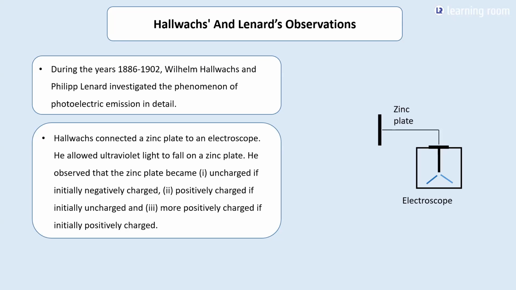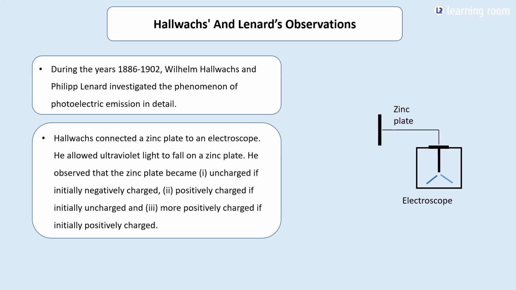They took a zinc plate. Hallwachs connected a zinc plate to an electroscope. An electroscope is basically a device used to check the presence of charge. He observed that when the zinc plate was illuminated with ultraviolet radiation, there were three important observations. First, if the zinc plate was initially negatively charged, it became uncharged, meaning neutral. Why? Because electrons were getting released.